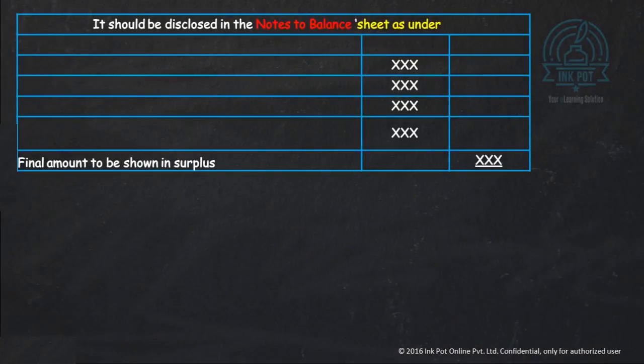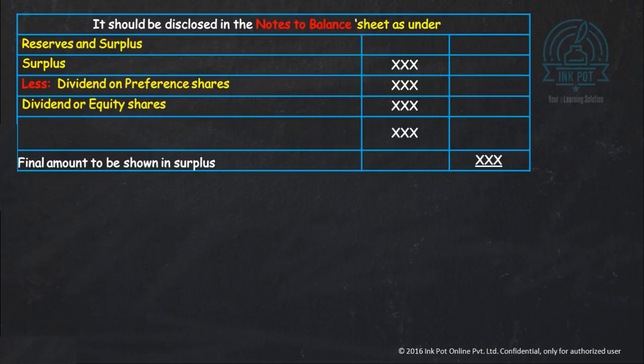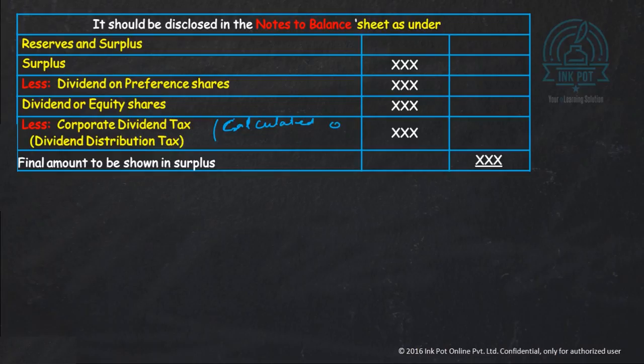Now, how are we going to show the dividend in the balance sheet? Under the heading of Reserves and Surplus, what comes first? Surplus. We will subtract dividend on preference shares, subtract dividend on equity shares, and along with that dividend, the corporate dividend tax, whether on preference shares or equity shares. It is to be calculated on equity and preference both. The final amount is to be shown in the surplus account.